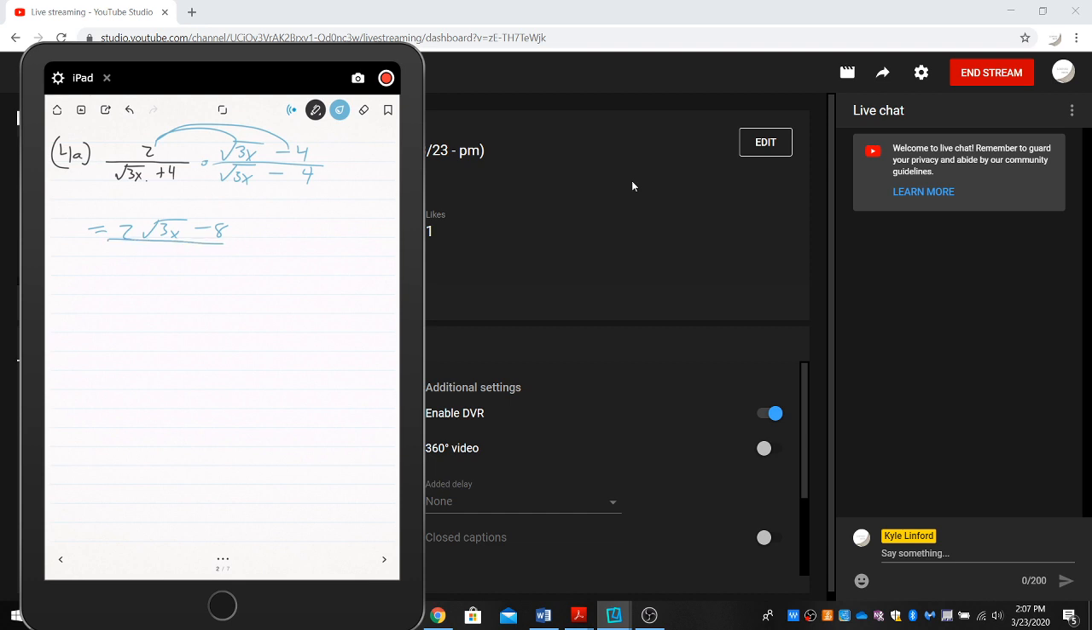Now let's take a look at the denominator. So I'll do some work at the bottom here. The square root of 3x and 4 times the square root of 3x and negative 4. As we multiply these, we first multiply root 3x and root 3x, that's just squaring it, so we end up with 3x. On the bottom we have 4 and negative 4, so we end up with negative 16.